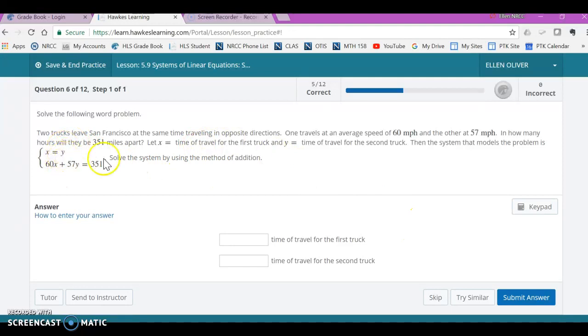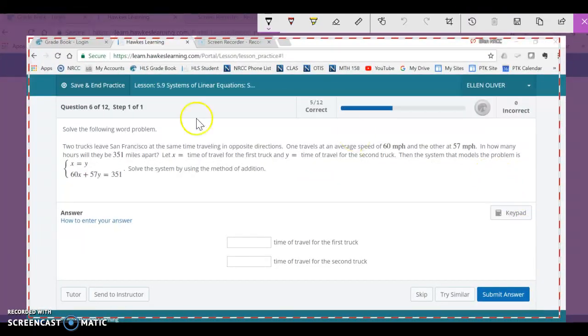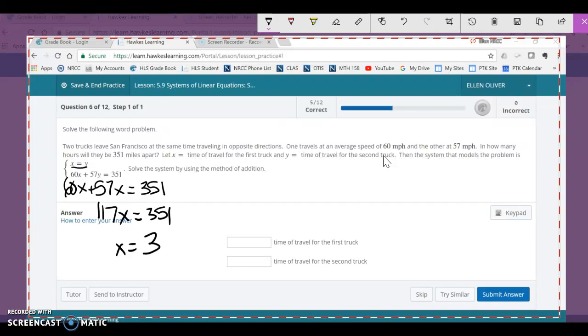But for now, we've got this, and this is also super easy. It's already set up for substitution. They tell me x equals y, so I'm just going to plug in x for y or y for x, doesn't matter, because they're the same. So 60 and 57 is 117, 57. 117x equals 351. So x is 351 divided by 117, which is 3. So if x is 3, so is y. All right.